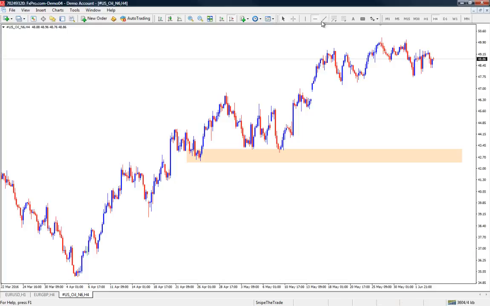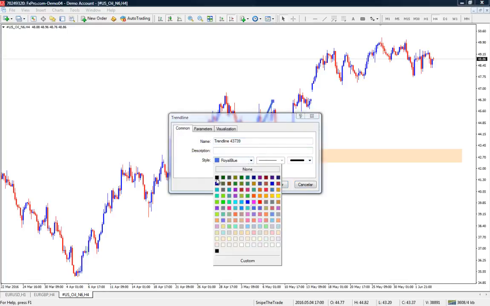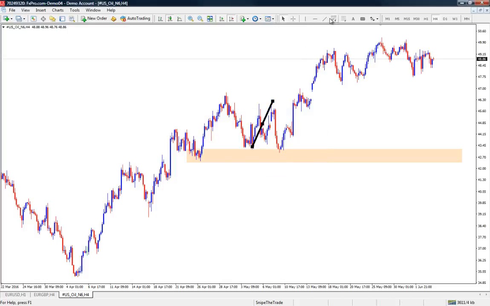And you can see that we actually have, I'm going to grab the trend line, one test and one move higher. Let's change the trend line color to a nice black, and we have a second test and another rally. All right, so this is what you can expect from demand zones, and of course this is a lesson for you to understand what demand is.